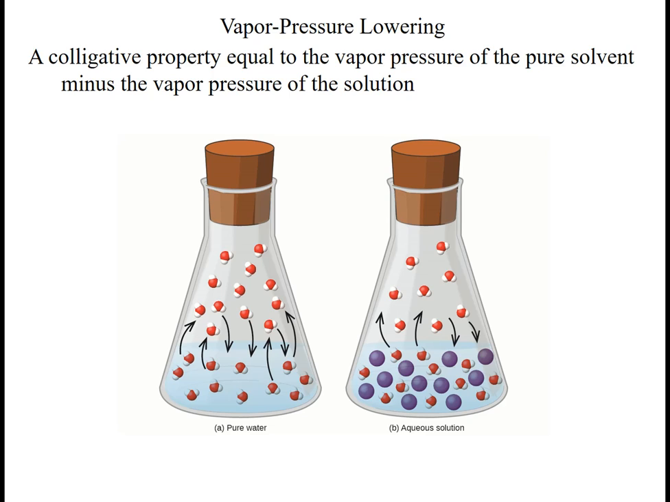The first colligative property that we're going to be looking at is vapor pressure lowering. Colligative property was explained in the video for last week, which is basically a property that depends on the concentration of the solution of the solvent, concentration of the solution, not the identity of the solute.